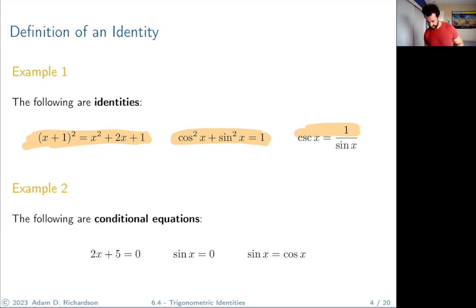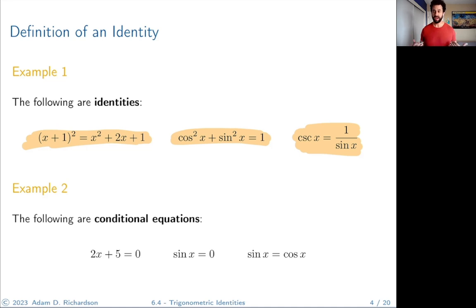And then there's this one. This is actually how we defined cosecant. We defined cosecant as the reciprocal of sine. Well, you could also just establish it as an identity because it essentially is saying that no matter what x is, as long as it's in the domain of the cosecant function, it'll be true that cosecant of x is 1 over sine of x.